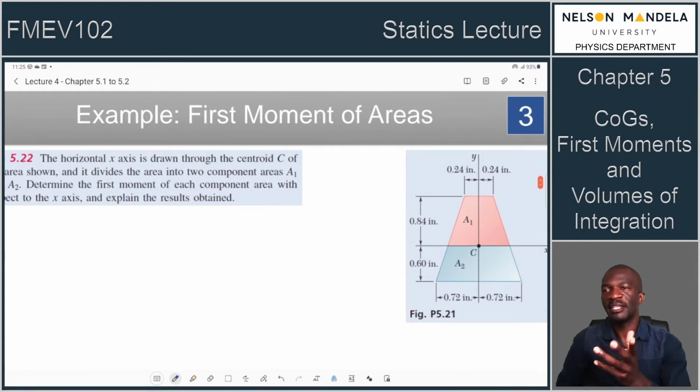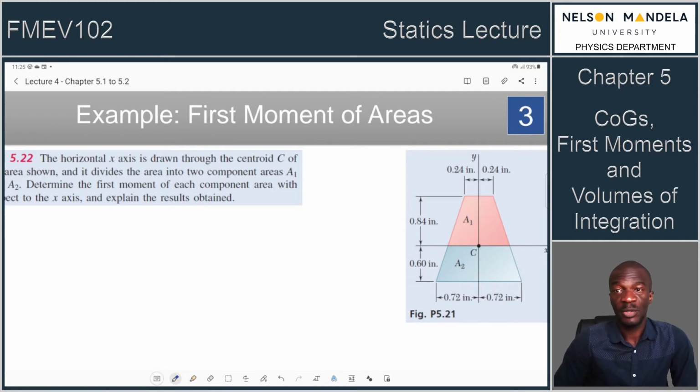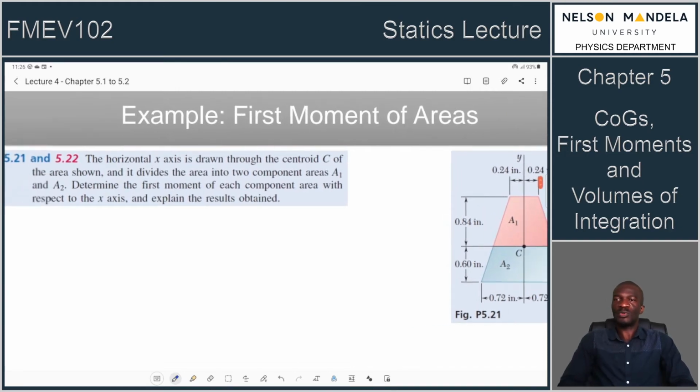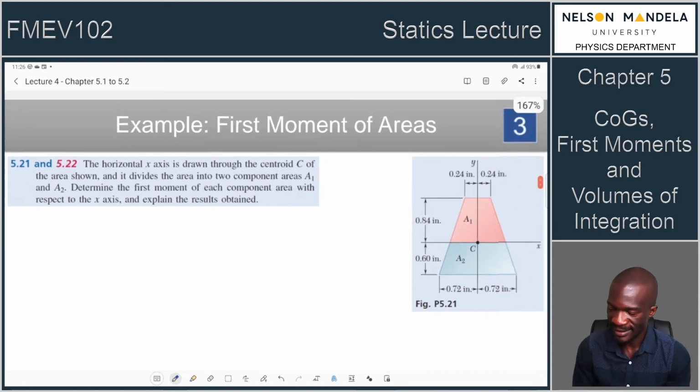Right, so making use of symmetry, there's an example on first moments of areas. Question 5.22 is saying the horizontal x-axis is drawn through the centroid C of the area shown, and it divides the area into two component areas A1 and A2. Determine the first moment of each component area with respect to the x-axis and explain the results that you obtained.